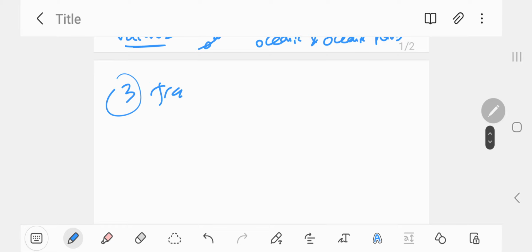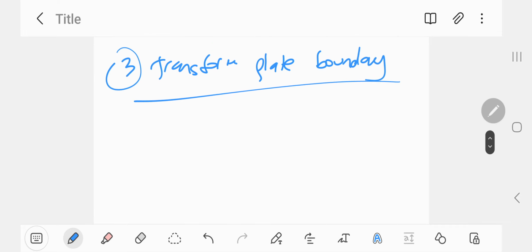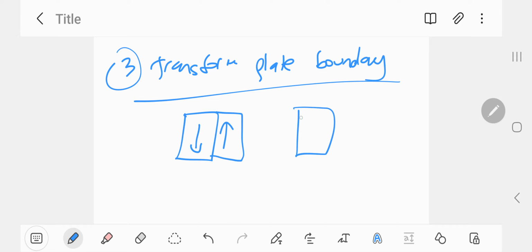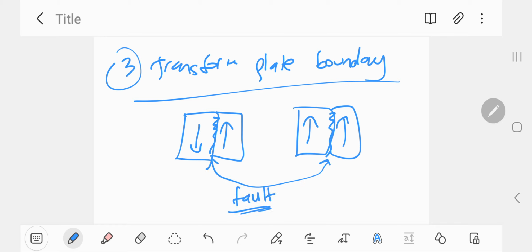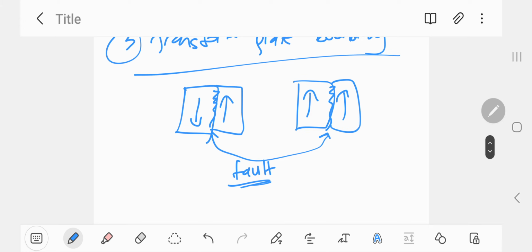And the third type of plate boundary is called a transform plate boundary. It's pretty simple. It's basically when two plates slide past each other. They could be going in different directions or they could be moving in the same direction. And this causes basically a break here between the plates in the Earth's surface. These regions are called faults. As the plates collide and move past each other, they cause earthquakes. This is how earthquakes are commonly formed.